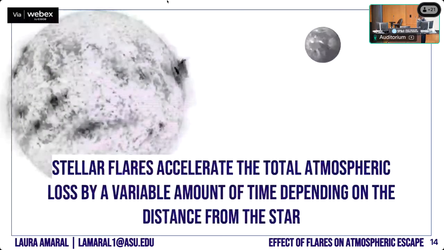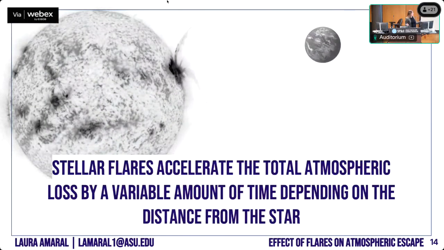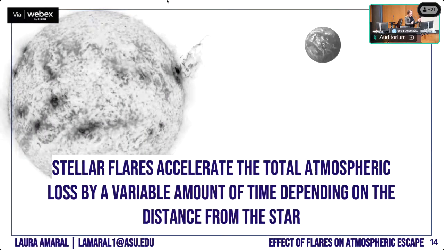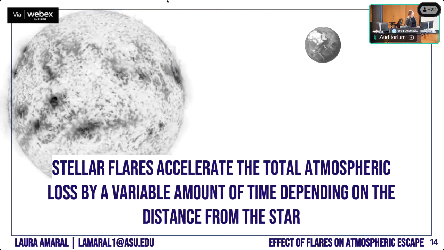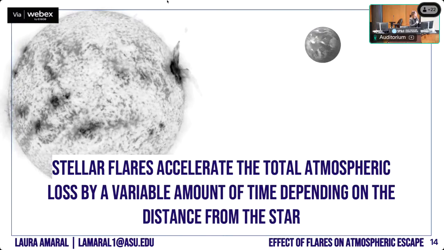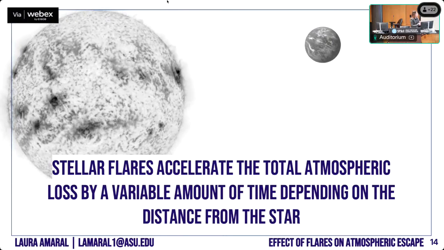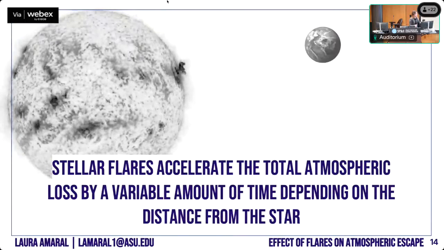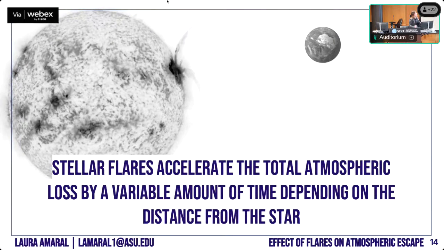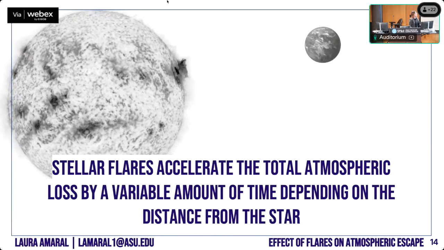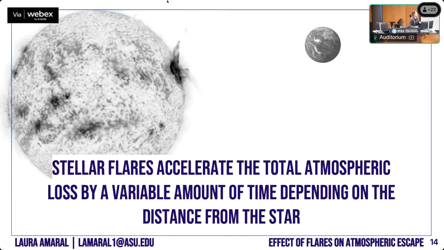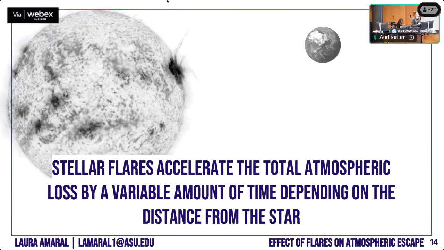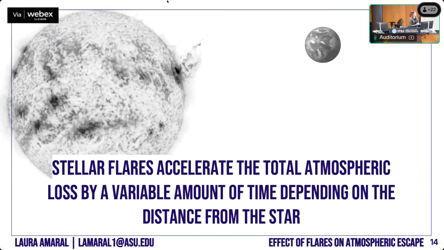And here are the results overall. Stellar flares will accelerate the total atmospheric loss by a variable amount, depending on the age of the star, but also the distance from the star. So we should be looking at planets that are in the habitable zone of those stars if we want to see the impact of flares. If you want to keep the atmosphere, you should look for planets on the outer limit or beyond.